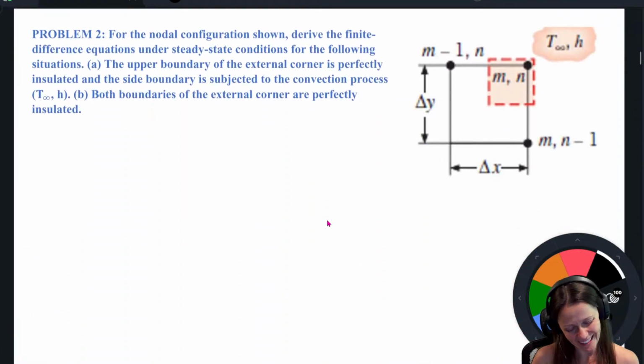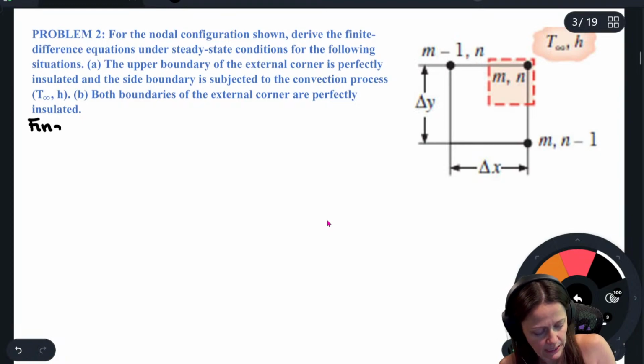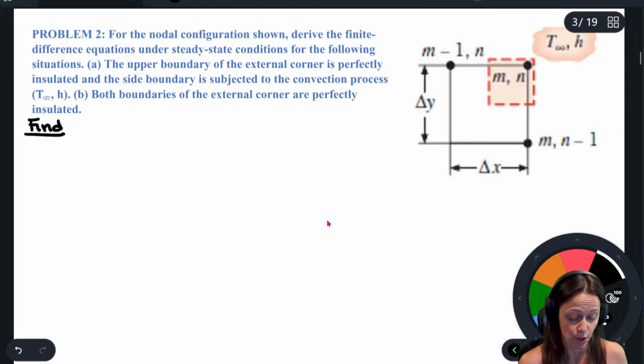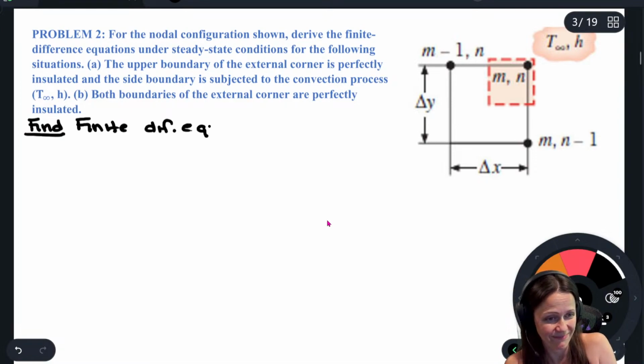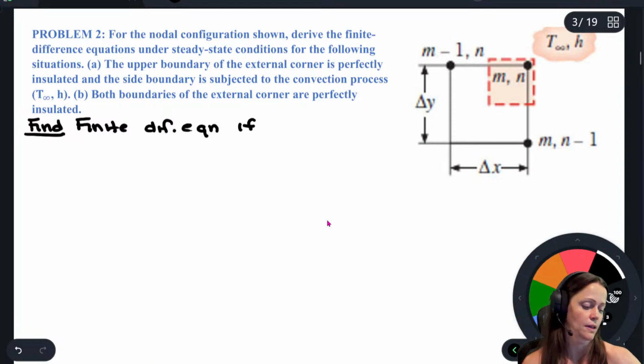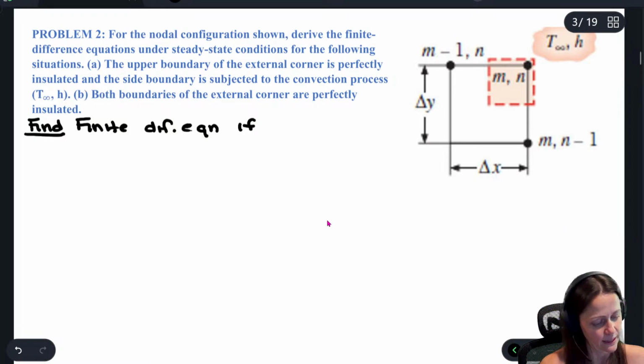Problem 2. All right, so we have a nodal configuration, and we are going to derive the finite difference equations under steady state conditions for the following situations. I was kind of lazy before, I didn't actually write it. So we're going to find the finite difference equations, and we have a couple of situations. What if?